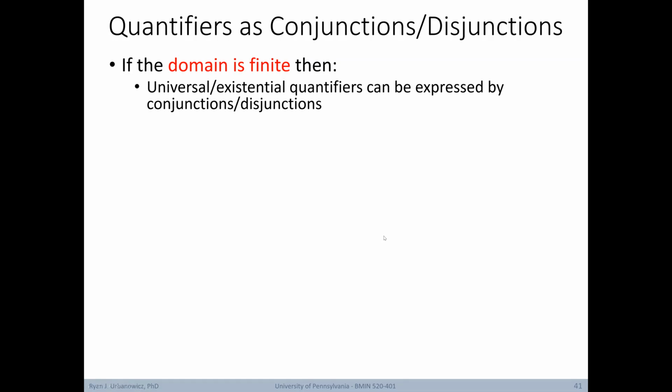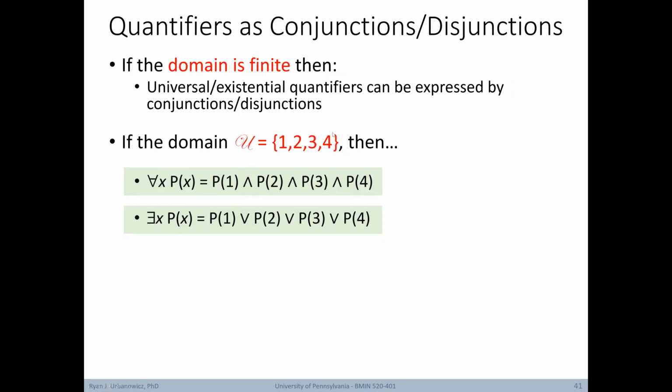Quantifiers as conjunctions and disjunctions. If the domain is finite, then universal or existential quantifiers can be expressed by conjunctions or disjunctions. In other words, if our domain includes the integers 1 through 4, then we can express this universal quantifier as a series of conjunctions. Each clause in the conjunction is simply the predicate substituted with a value from the domain. So here we have P1, P2, P3, and P4. We can do a similar thing with existential quantifiers. However, these are connected with disjunctions, or ORs.